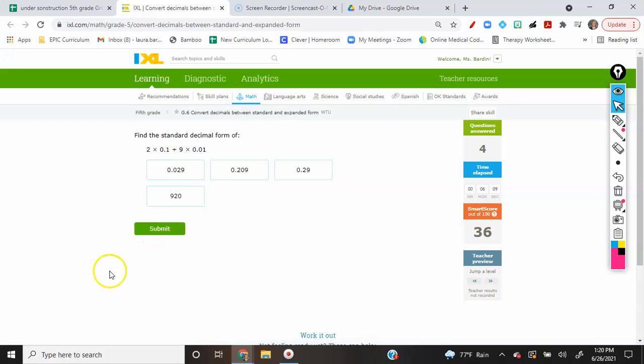I hope that this lesson helps you in order to understand the values between standard and expanded form and then converting those into standard. So you guys have a great and wonderful day. Come back and see me if you need more math help.